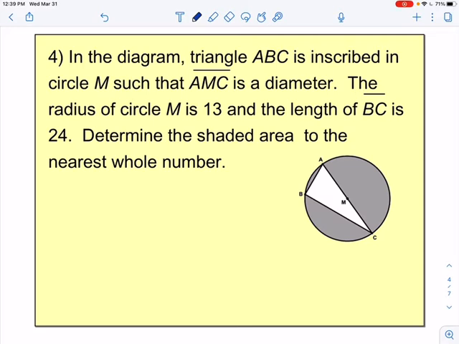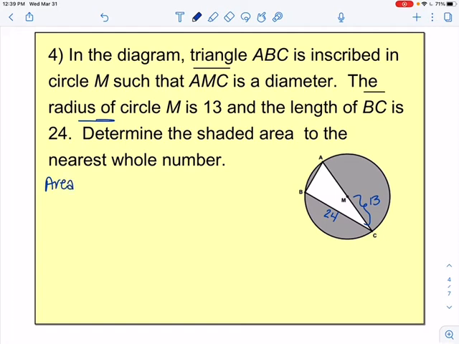Okay, so they told me that BC is 24, so I'm going to put that in. And my diameter is 13. Okay, I'm sorry, it's not the diameter. The radius of the circle is 13, so that's only half of the diameter. So again, area of the shaded region is the area of the larger figure minus the area of the smaller figure. So which one's larger? The circle. So we're going to do the area of the circle minus the area of the triangle.